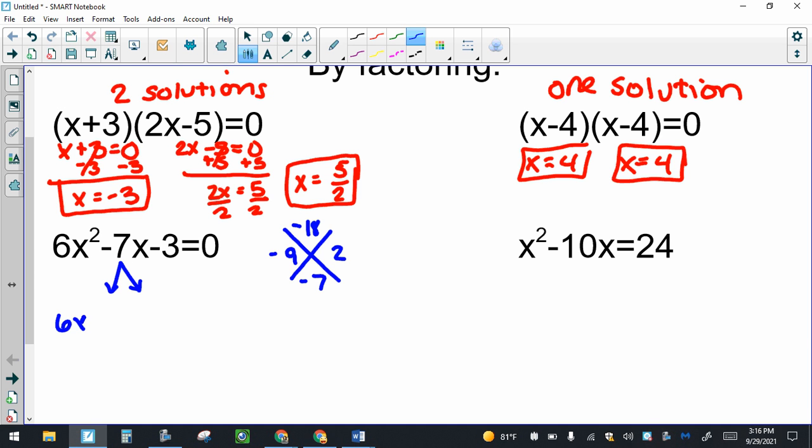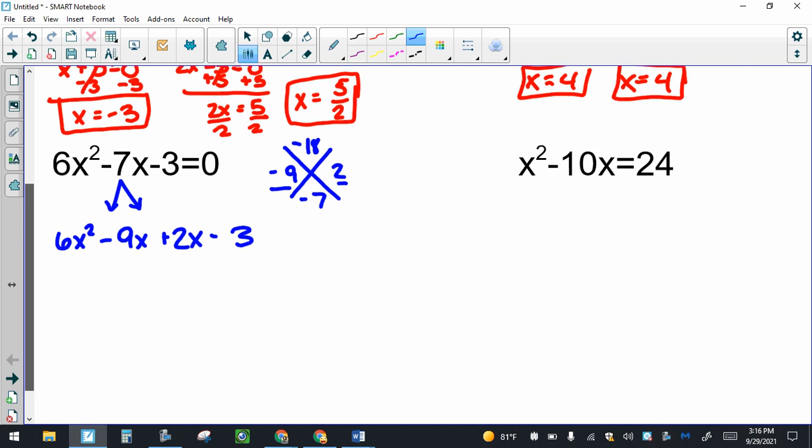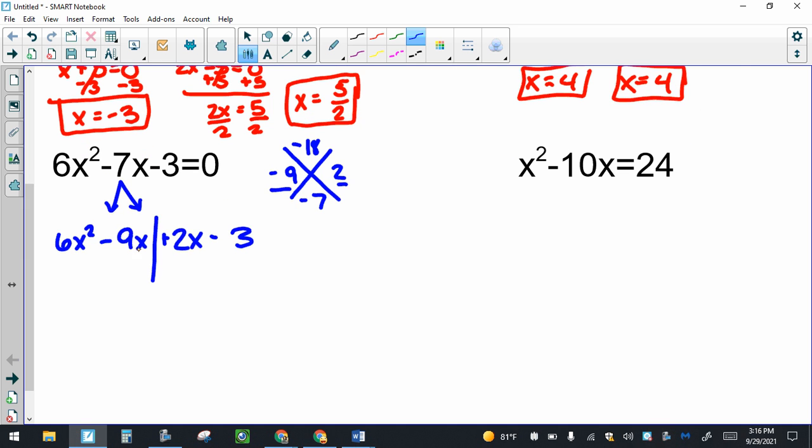I got 6x squared minus 9x plus 2x minus 3. I took the -9 and the +2 from my x. I'm going to split it in half so that I can do GCFs. The GCF out of this side is a 3x. And when I divide, I get 2x, because 6x squared divided by 3x gives me 2x. 9x divided by 3 just makes 3. There are no more x's.